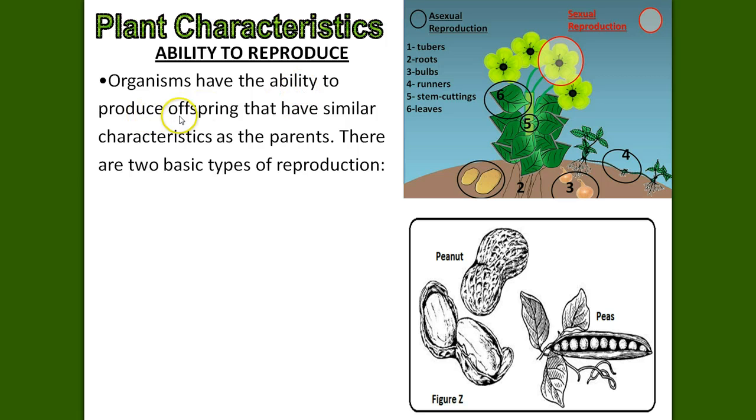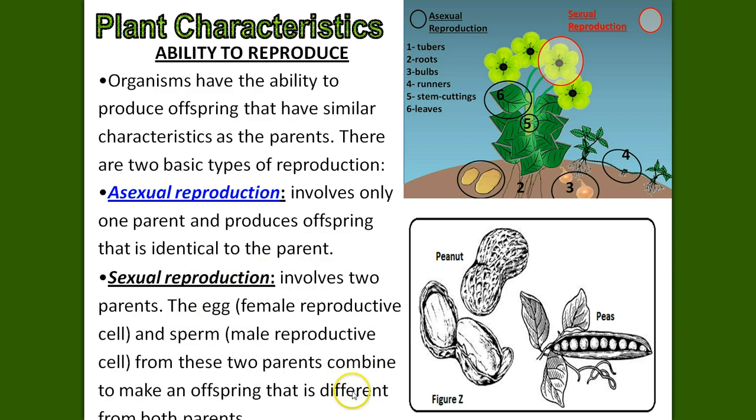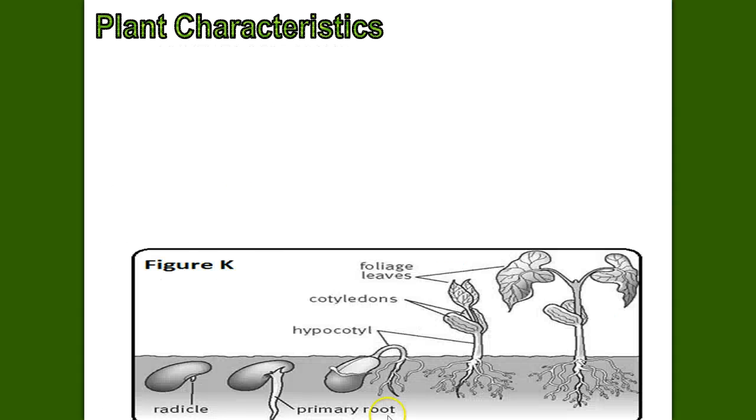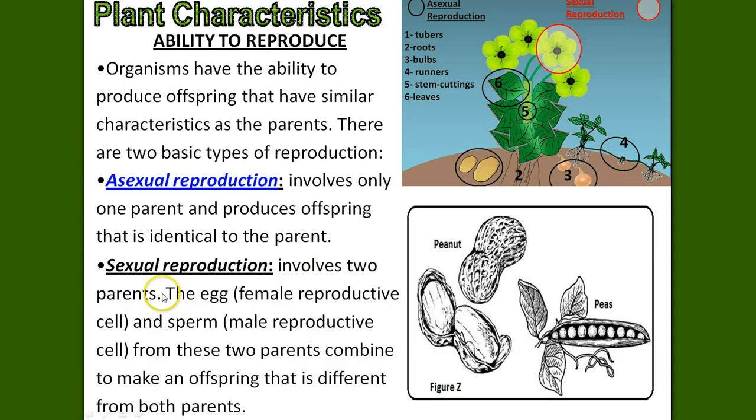Organisms have the ability to produce offspring that have similar characteristics as the parents. There are two types of reproduction. Asexual, involving only one parent and produces offspring that is identical to the parent, same thing as cloning. And sexual reproduction. Sexual reproduction involves two parents, the egg, the female reproductive cell, and sperm, male reproductive cell, from these two parents combine to make an offspring that is different from both parents.